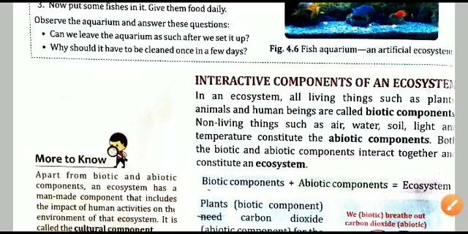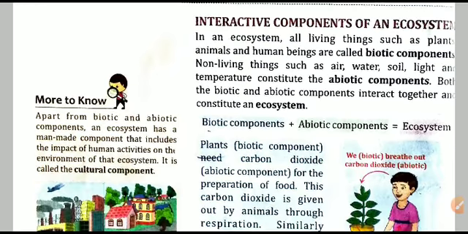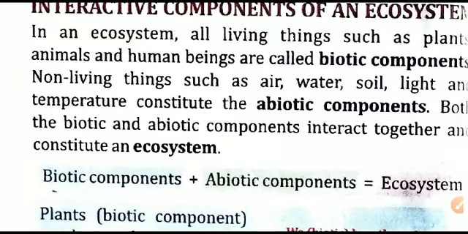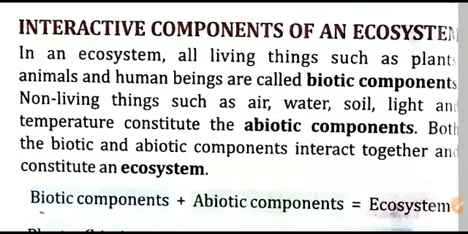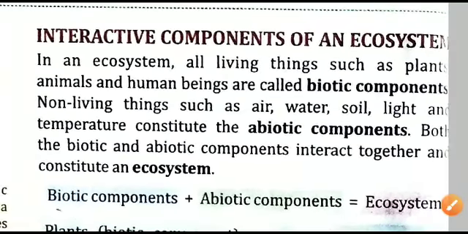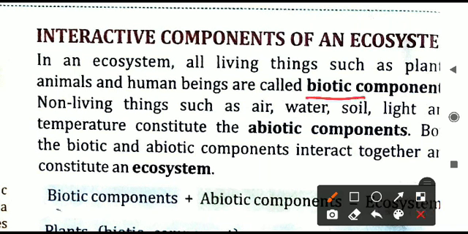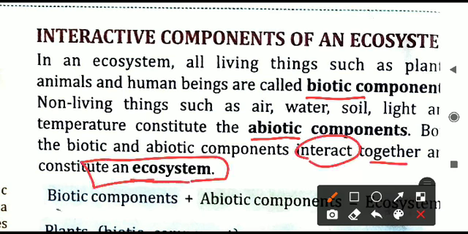Here we are with part 3 of this chapter number 4, ecosystem. We'll begin with the topic interactive components of the ecosystem. So when we talk about the components of the ecosystem, we can divide them into two parts. One is called the biotic components and the second is called the abiotic components. Both of these interact or work together to constitute an ecosystem.